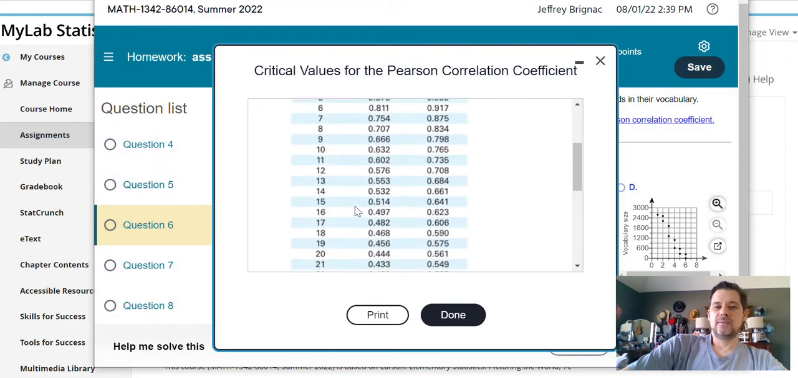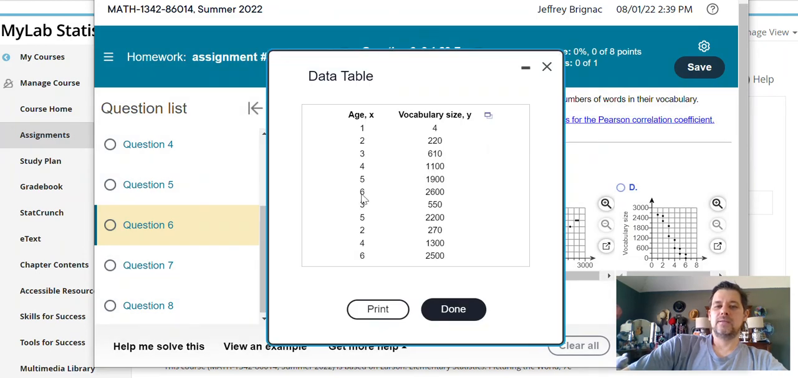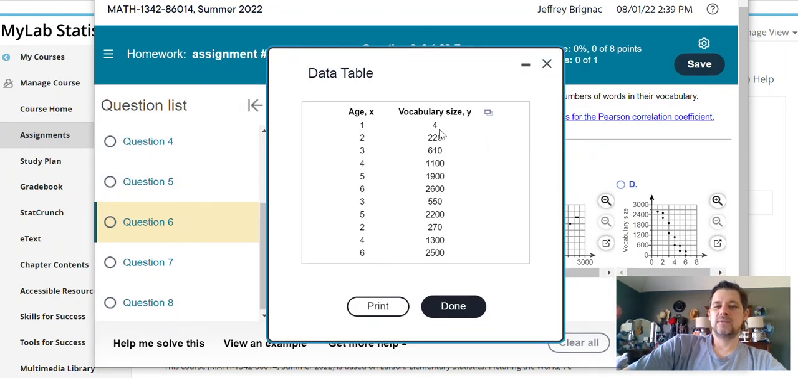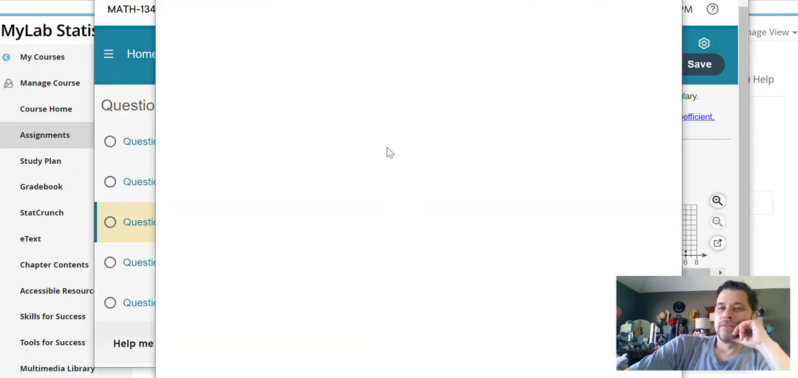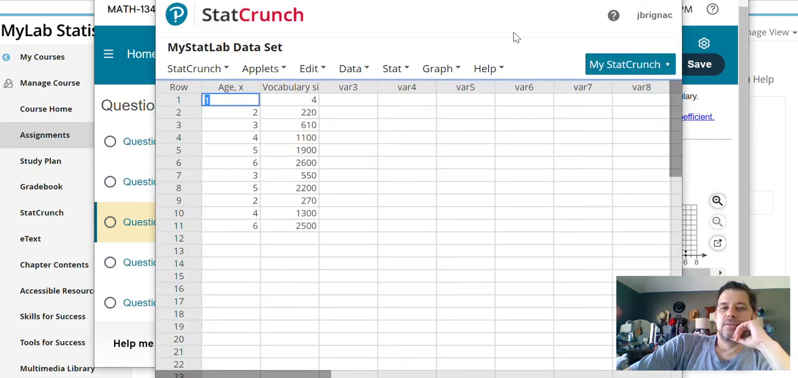So here's the data. All right, age, a 1-year-old that has 4 words, a 2-year-old that has 220. Okay, so that's like the measurements, the variables for these particular kids. Now let's see if my instinct is correct in the study that the older the kids get, in general, the more expansive their vocabulary is. I'm going to open this in StatCrunch. Okay, and then there's the data that we were just looking at.